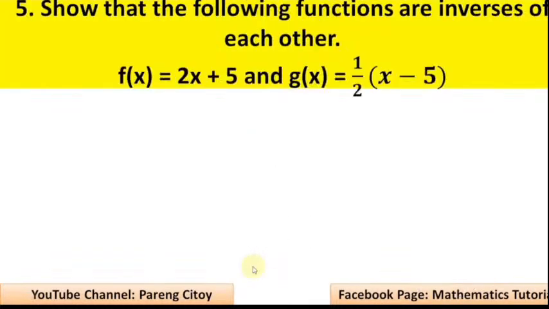Next, another example. Okay, show that the following functions are inverse of each other. So we will find if these two functions are inverse. So tingnan natin.